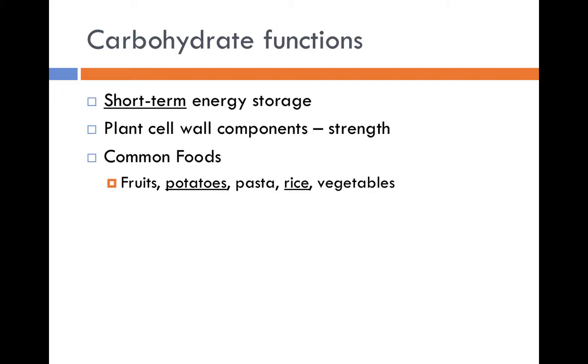Some common foods would be fruits, potatoes, pasta, rice, and vegetables, which are common foods that you would find carbohydrates in higher amounts. These are the types of foods that long distance runners, sprinters, athletes, anybody that's going to be doing any type of athletic event where they're going to need a lot of energy, are going to eat before they have a big race or a big event, and that's known as carbo loading.